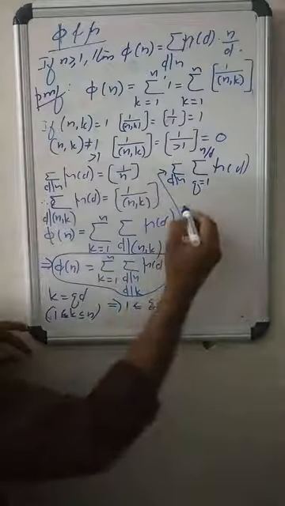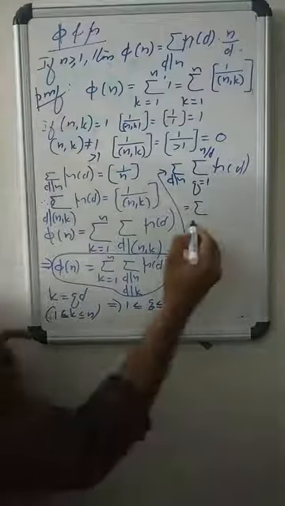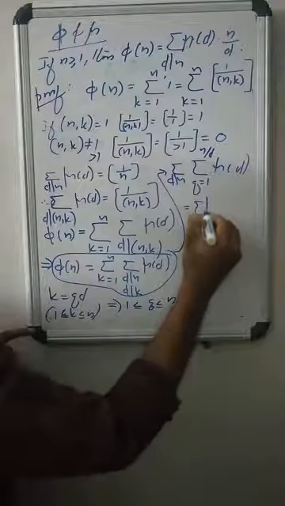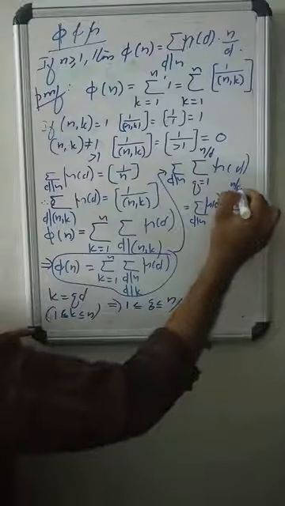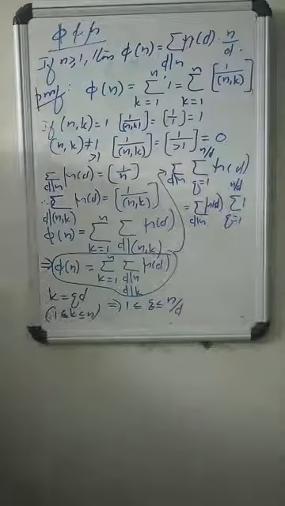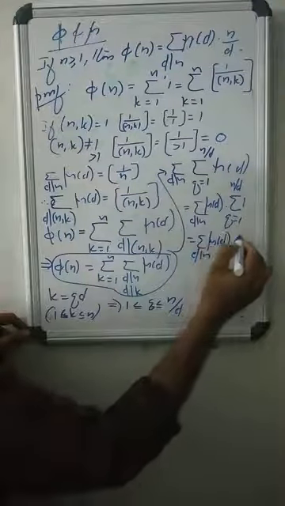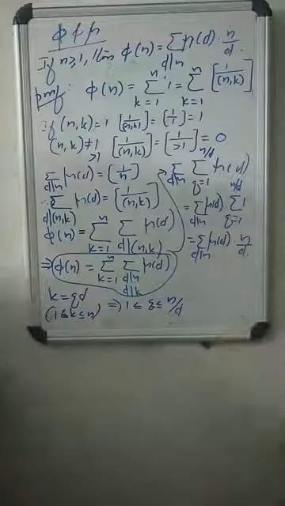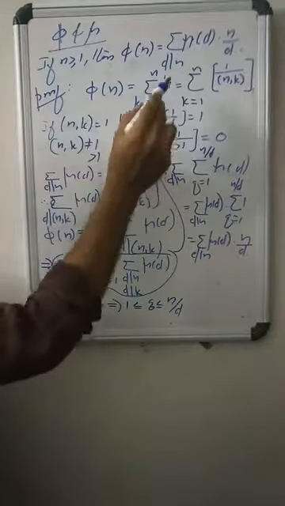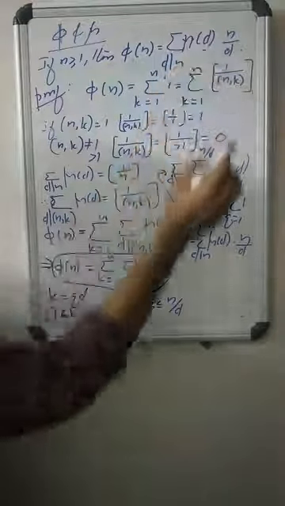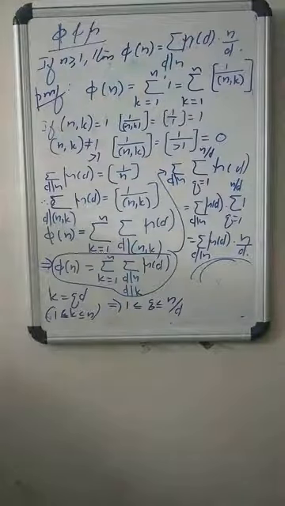That is the same as sigma d divides n of mu of d into sigma q ranges from 1 to n by d of 1. That equals sigma d divides n mu of d into, what is this one? It is n by d. Thus, phi of n equals sigma d divides n mu of d into n by d. So this is what we reduce. So this is the proof.